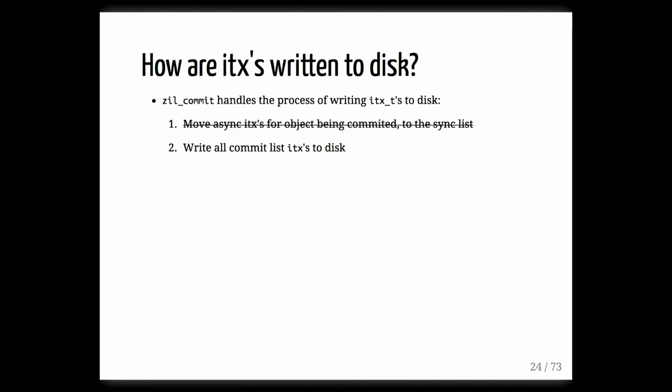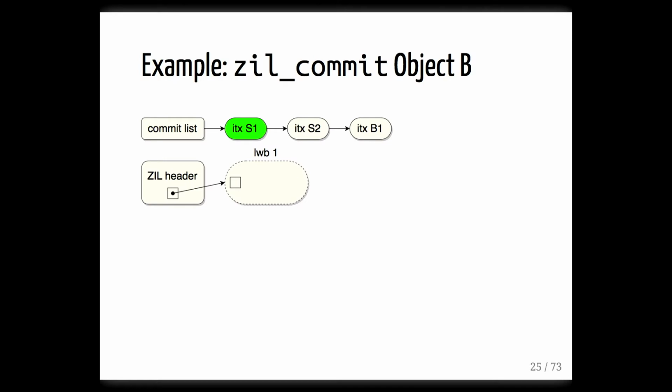So here's what I mean. Given the commit list from before and LWB1 as a currently open ZIL block, we select the first ITX in the list. So here we select ITX S1 and copy this into the block's buffer. This block will remain open as denoted by the dotted line, since it may also be used for the next ITX in the list. So now we move on to the next ITX, ITX S2.